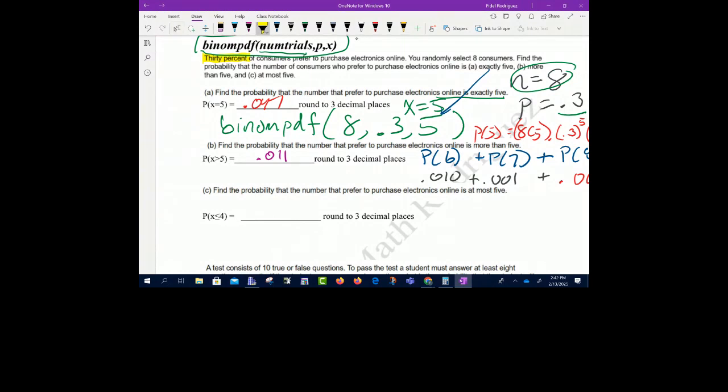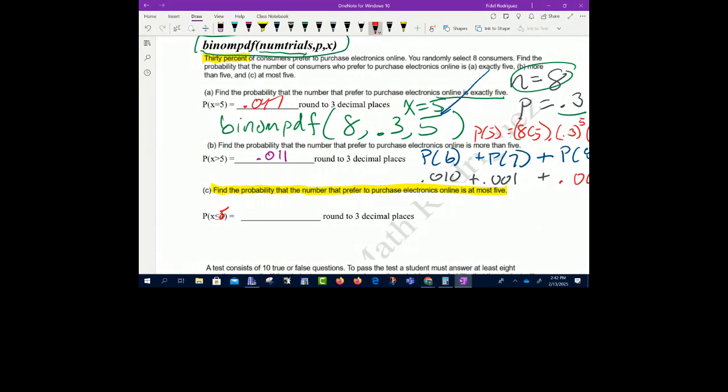All righty. Y'all, part C says find the number of people that prefer to purchase electronics is at most 5. Sorry, y'all, at most 5. This should say 5 right here. Sorry about that. At most 5. At most 5 means 5 or less.